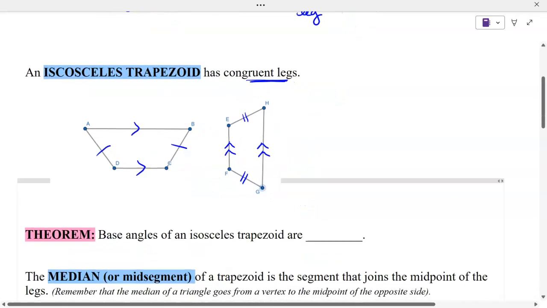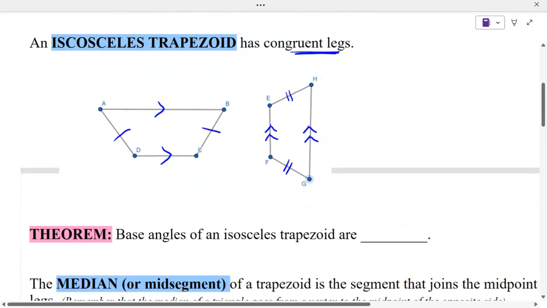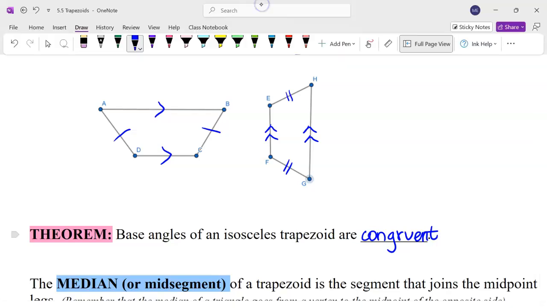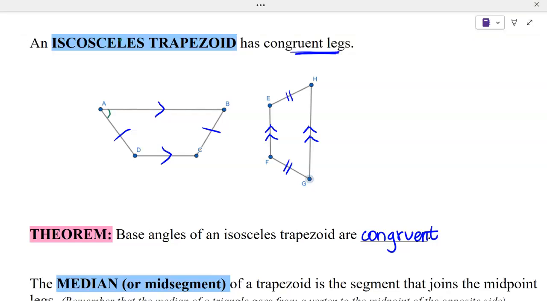Now we do have a theorem about our isosceles trapezoid. And what it tells us is that the base angles of an isosceles trapezoid are congruent. So if I'm talking about the base angles, if I look at the figure up above, angle A is going to be congruent to angle B. And we also know angle C and angle D, they're also considered base angles. So those are also going to be congruent.